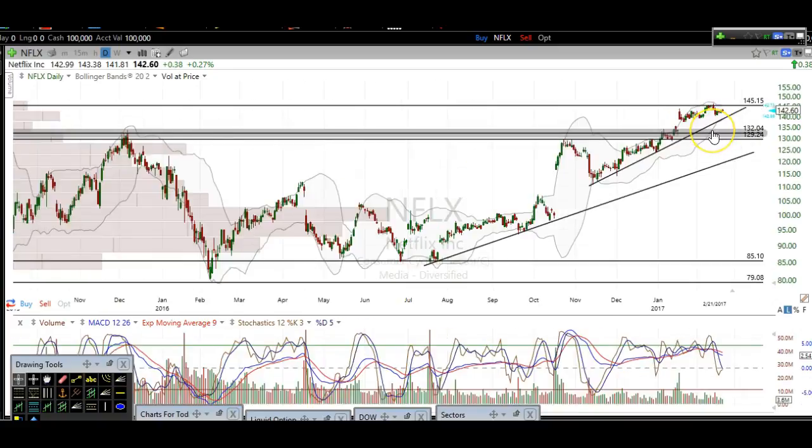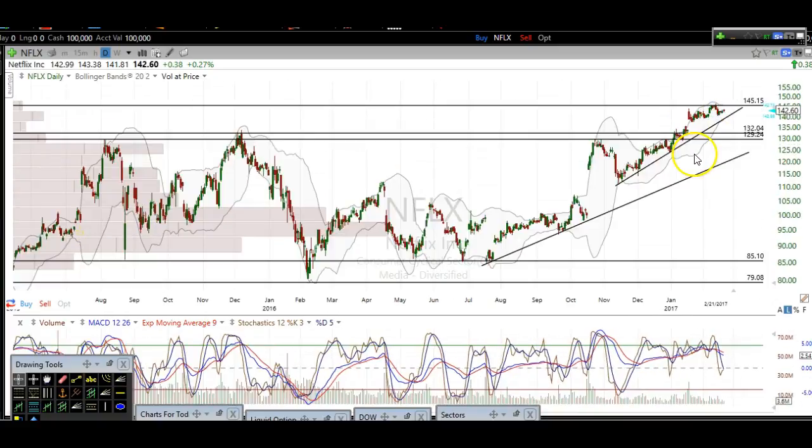Now I want to back it up here, and you can see we've also got some nice support between about 132 and 129 based off of these previous all-time highs right here, and right here.